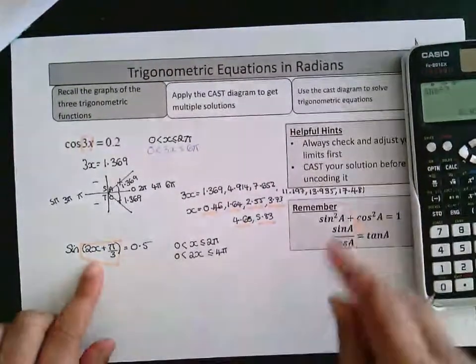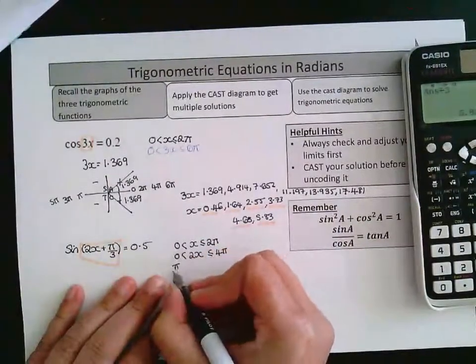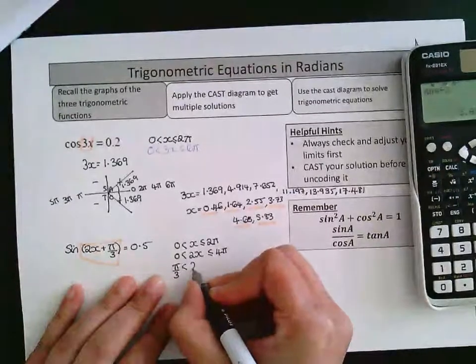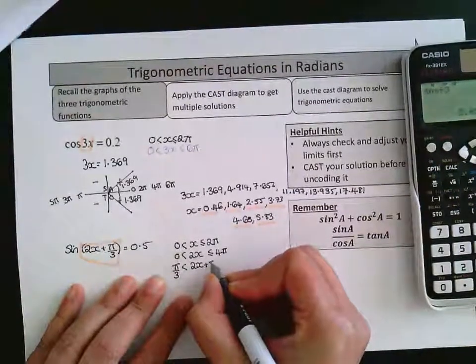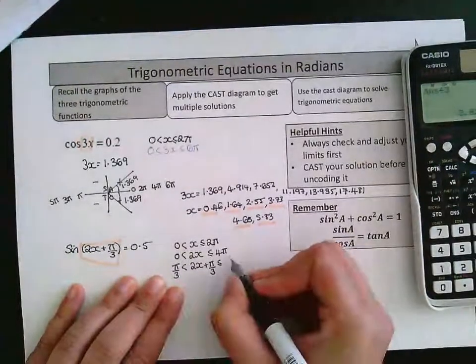So doubling it means I'm going to go around at least twice, and I have to add on pi by 3 to each of these as well. So we're not actually going to start collecting solutions from 0, we're actually going to start from pi by 3.